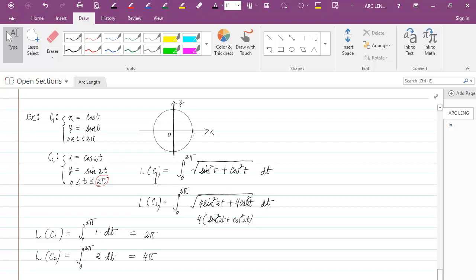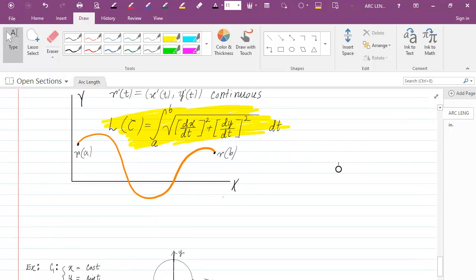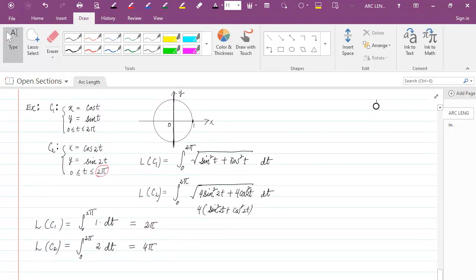So the length of C1, according to this formula that we obtained, will be the integral from 0 to 2 pi of the square root of dx/dt squared. So what is the derivative of x with respect to t? Well, that's negative sine t, and if I square that, I get sine squared of t. Plus dy/dt squared, so dy/dt would be cosine t, and if I square that, I get cosine squared of t. And sine squared of t plus cosine squared of t is just 1. And so the integral from 0 to 2 pi of 1 dt is 2 pi.